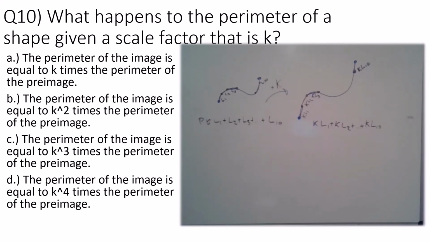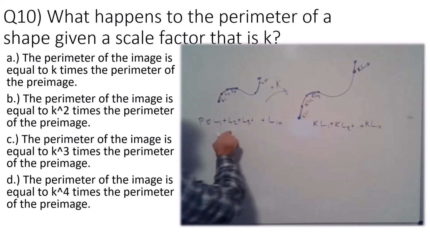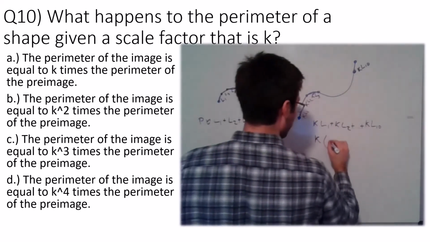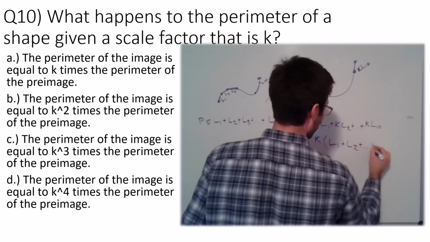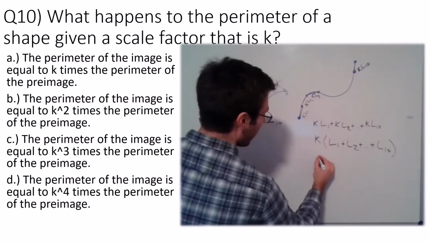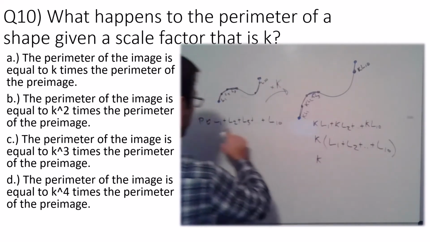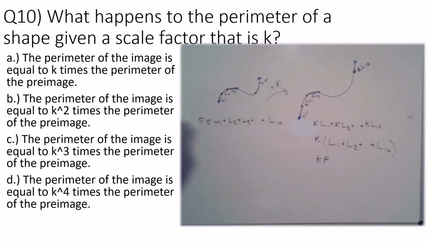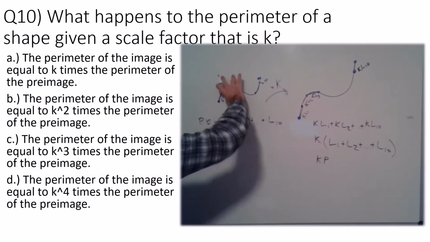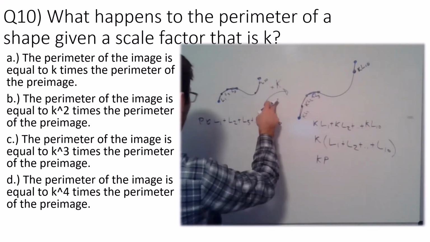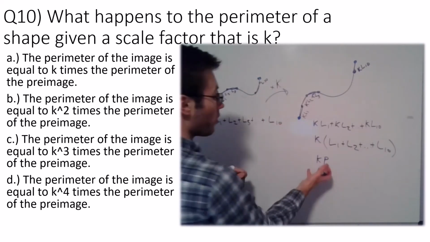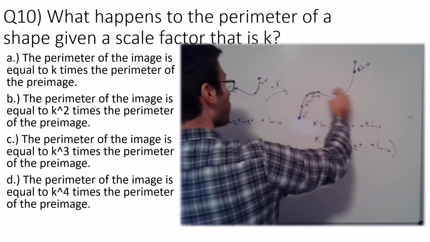That's the symbol for approximately, by the way. This is for the pre-image; this is of the image. Now I can factor out a k: k times (L1 plus L2 plus, whatever, plus L10). This value right here is really approximately the perimeter. So if you know the perimeter of the pre-image, even if it goes around as a curve, you just multiply the perimeter of that shape by the scale factor k to find the perimeter of the image.